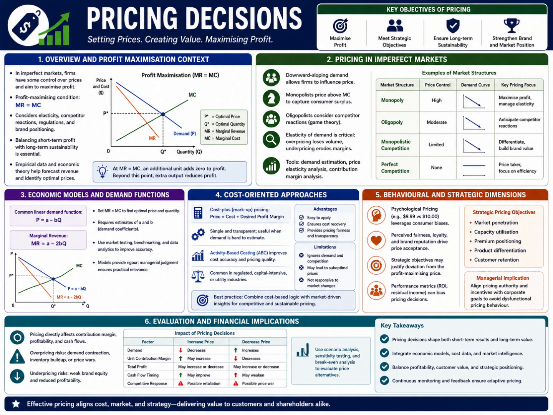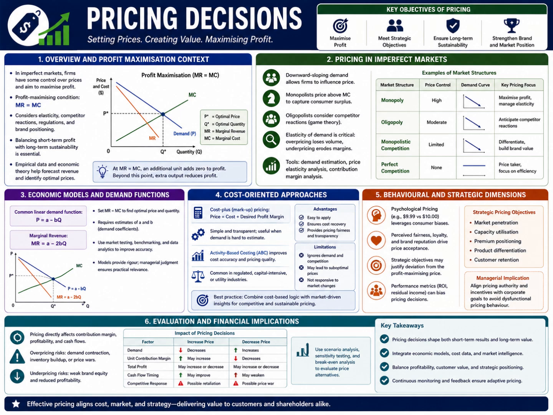Furthermore, internal performance evaluation systems, like ROI or residual income, may bias managers toward conservative pricing that maximizes divisional rather than corporate profit. Effective governance requires aligning pricing authority with organizational goals to avoid dysfunctional behavior and ensure coherence between pricing policy and corporate strategy.